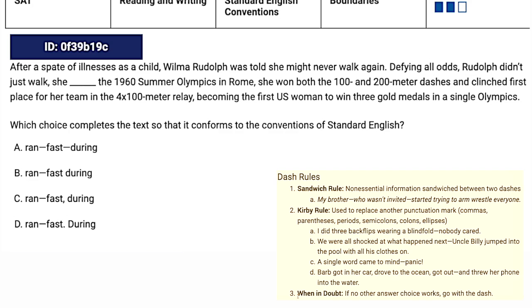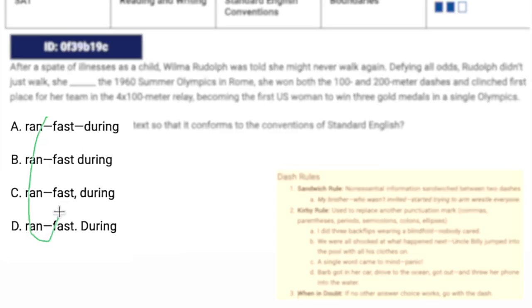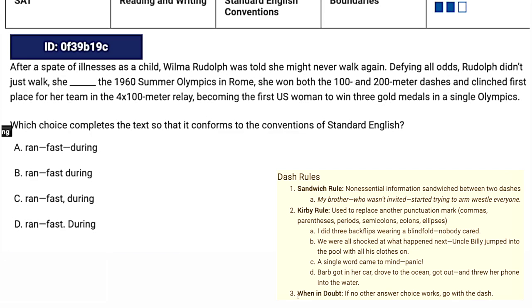All right, this is the last question I wanted to look at because I think in a way it exemplifies rule number 3, that when in doubt, a dash is going to work. Now for this one, we actually have dashes involved in all the answers no matter what. But let's just take a look at the way the dash is being used. I'm going to start with the main sentence, defying all odds, and we're going to get rid of that introductory phrase. Rudolph didn't just walk, she ran fast.